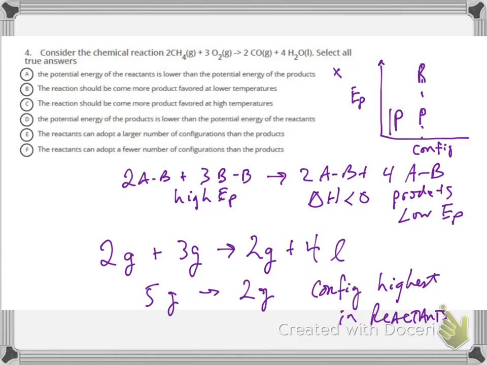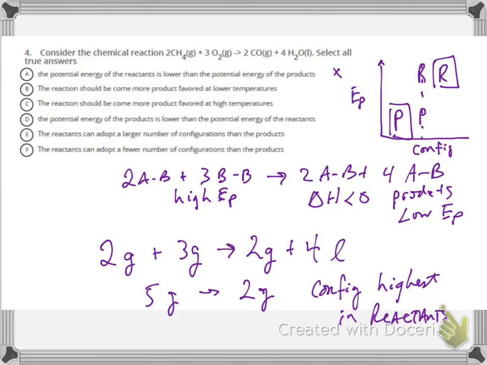And then the R, which is the reactants that have higher configurations with 5 gas particles, would be to the right. So in this case, we see that what is favored at low temperatures is the bottom left, and that would be products. And so products are favored at low temperatures. That would be true. B is true.